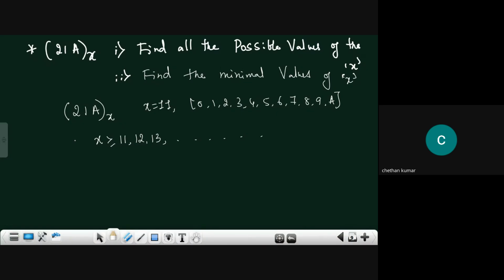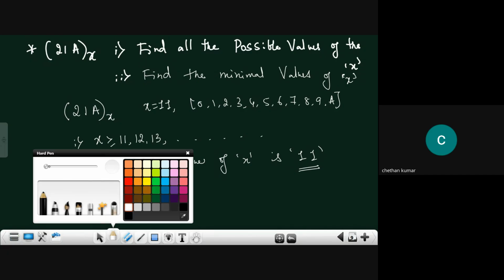Then what is my second question? Find the minimal value of X. What is the minimal value of X? 11. The minimal value of X is 11. Are you understood? If I give some number with some X, you know how to identify the base of that number system? Are you understood? Okay. So let me give one more example. Let me give some typical examples now.